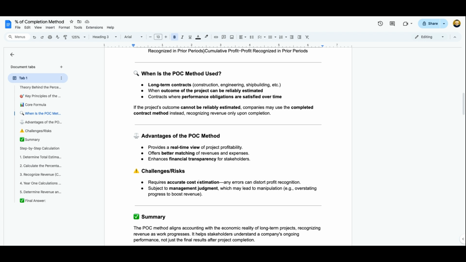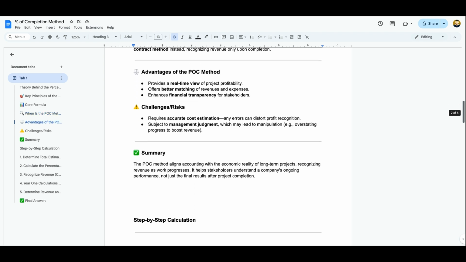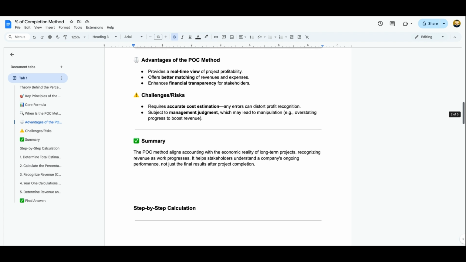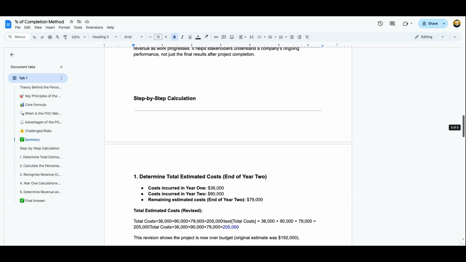So let's look at some of the risk factors. Revenue recognition requires accurate cost estimation. Any errors can distort profit recognition. That's mainly what it is. As a cost accountant, your numbers have to be precisely accurate enough to measure the profit and loss on an ongoing basis. That's why you get paid to be a cost accountant.